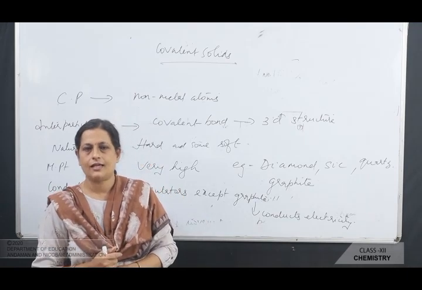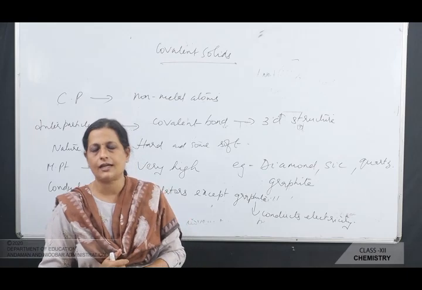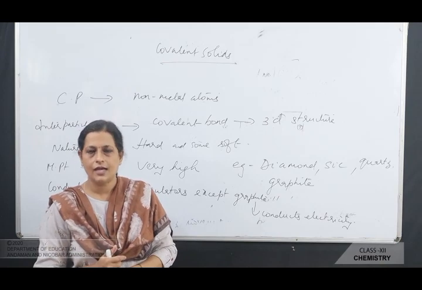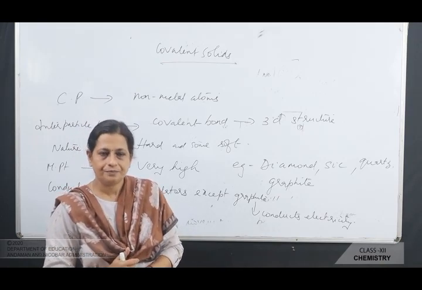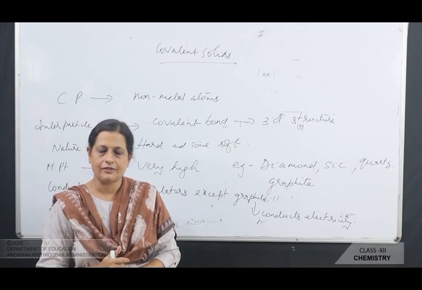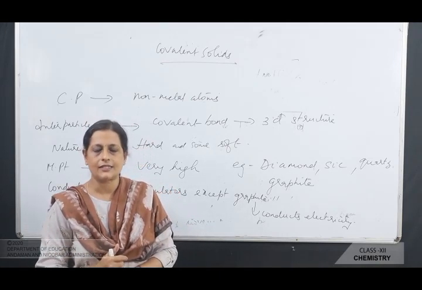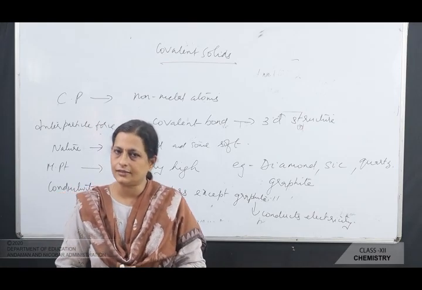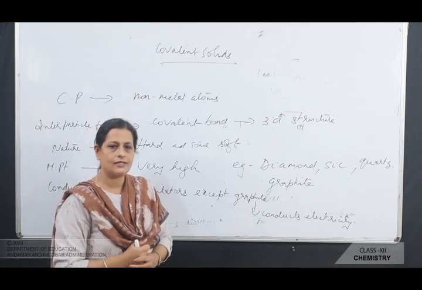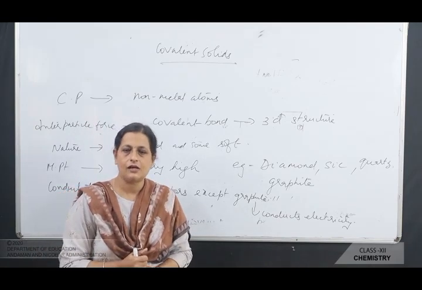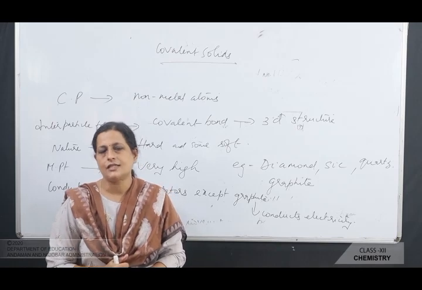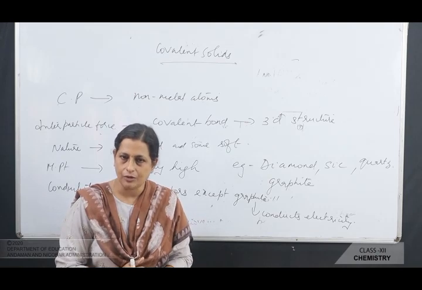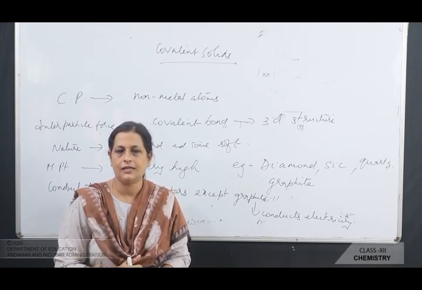Then comes ionic solids. In case of ionic solids, the constituent particles are cation and anion and the intermolecular force of attraction is electrostatic force of attraction, and they are hard and brittle. They have high melting point and they are good conductors of heat and electricity in aqueous and molten state. Ions are responsible for conducting electricity. Then comes metallic solids. The constituent particles are metal atoms or positive charge in a sea of delocalized electrons, and the interparticle force is metallic bond and they are hard, malleable and ductile.